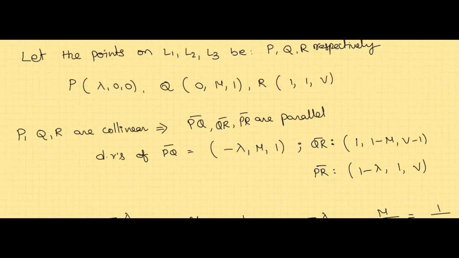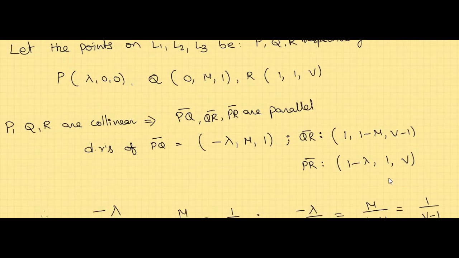So what they have given is P, Q, R collinear. When P, Q, R are collinear, PQ bar, QR bar, PR bar are also collinear or parallel. Now I would find the DRs of PQ bar. So the DRs of PQ bar are 0 minus lambda, mu minus 0, 1 minus 0. And similarly for QR and PR, x2 minus x1, y2 minus y1, z2 minus z1.